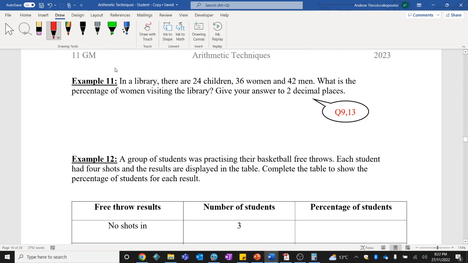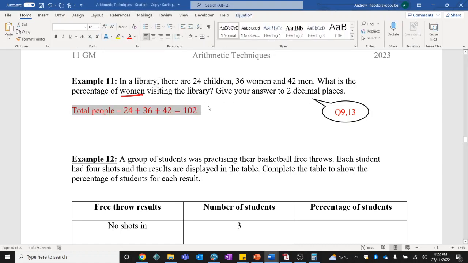So in a library, there are 24 children, 36 women, and 42 men. What is the percentage of women visiting the library? Give your answer to 2 decimal places. So how many people are there in total? To work that out, we just need to add 24 with 36 with 42, and that should give us an answer of 102 total people.